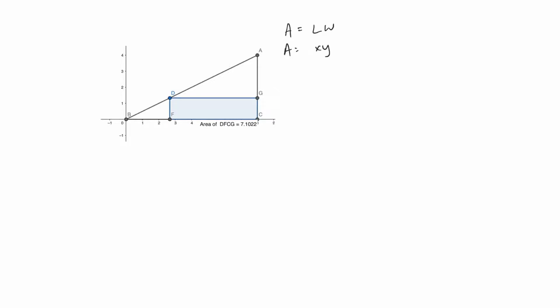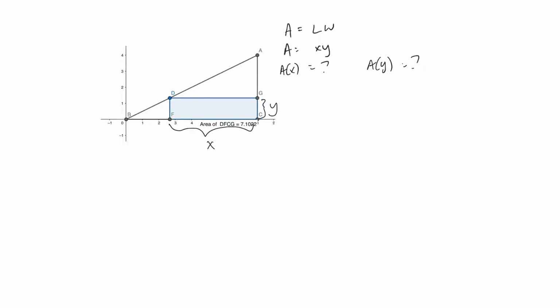Because I'm using x and y, I'm going to have to label what x and y are in my picture. So I'm going to let this be x, and I'm going to let this be y. Now we have a choice. Do you want A to be expressed in terms of x or in terms of y? That's the question right now. But we need to find a constraint equation. There's got to be something in this rectangle that's connected to the features of the triangle.